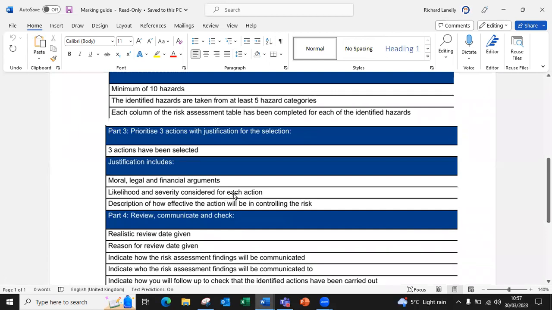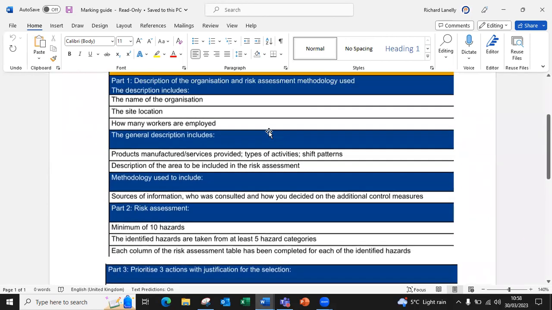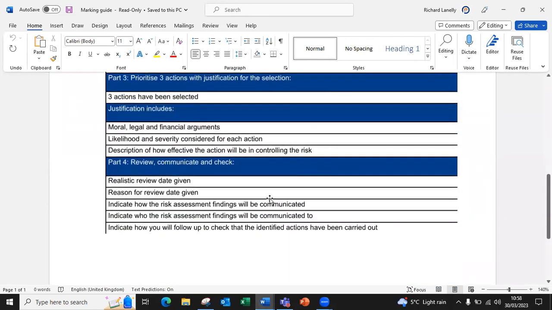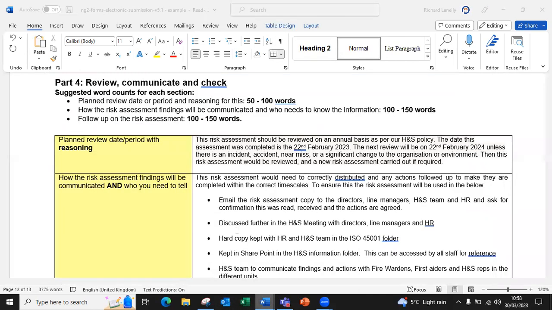But before we do that, we'll look back at our markers guide. Have we done the moral, legal, and financial argument? So we're happy with it. Tick. Have we covered the likelihood and severity and consideration for each action? Yes. Description of how effective the action will be at controlling the risk? Yes. So far we've ticked all these. We're happy with it, and now we're going to move on to part 4.